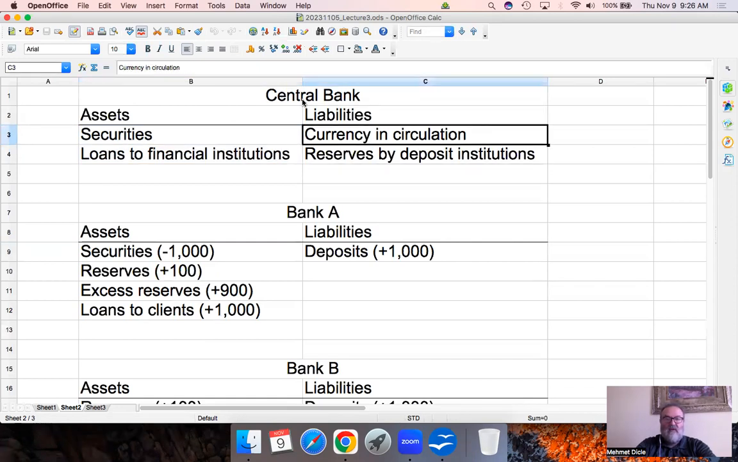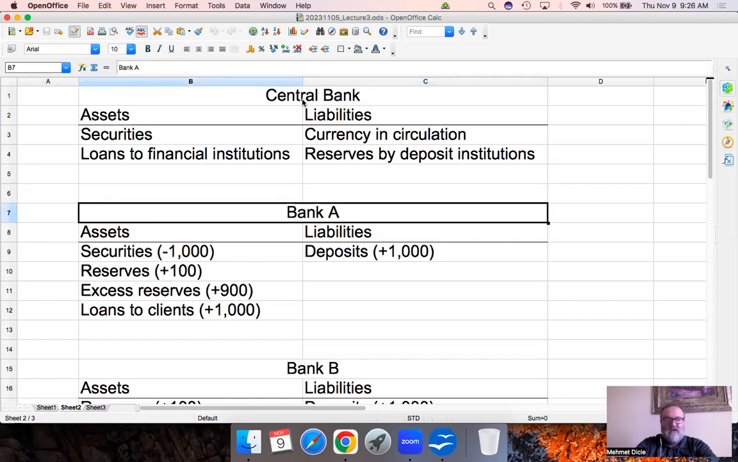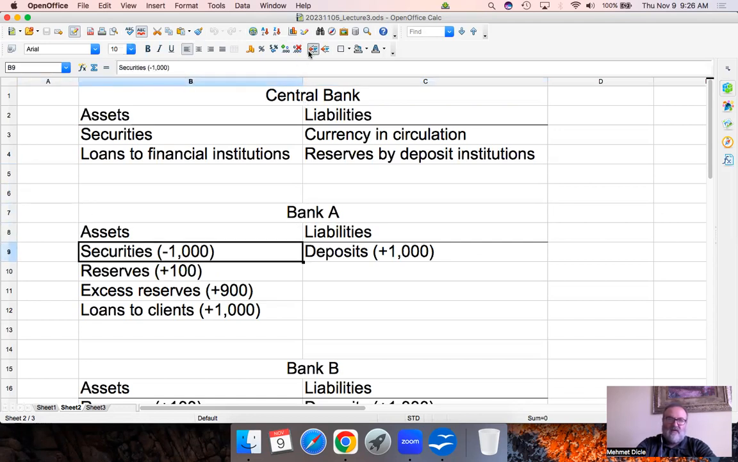And the liabilities of the central bank include the currency in circulation and the reserves held by deposit institutions. Because the central banks don't have any other account holders. The only account holders at a central bank are the deposit institutions. So just like any other bank, deposits at central banks are its liabilities. So we started out with this as our starting point.